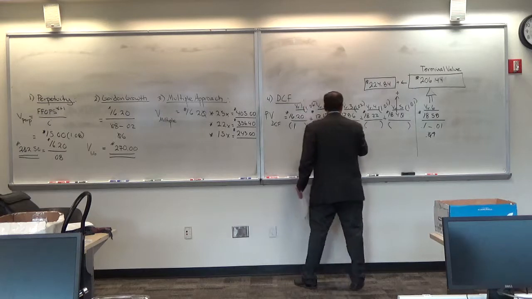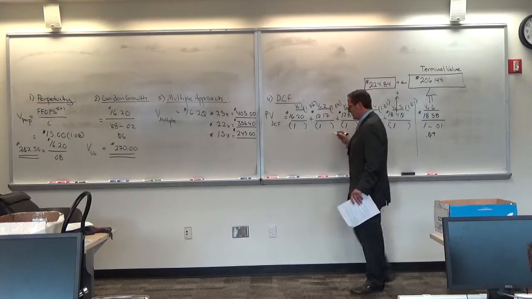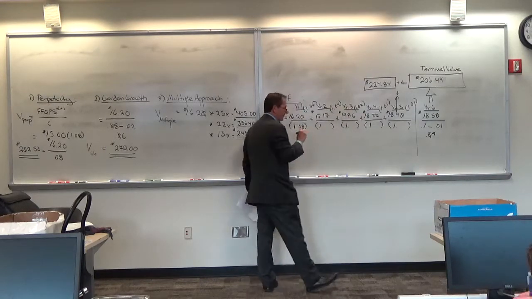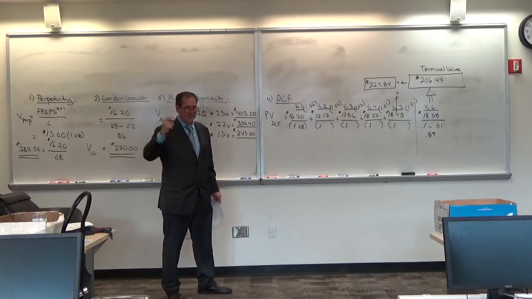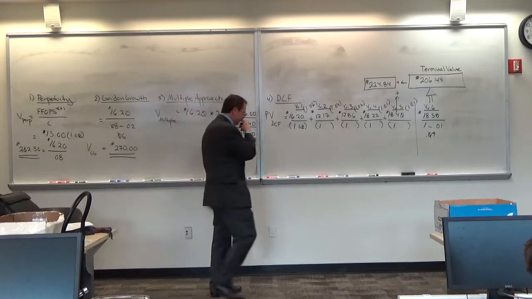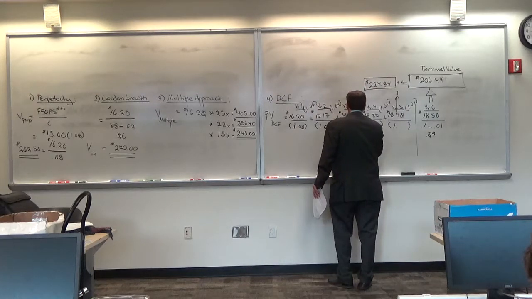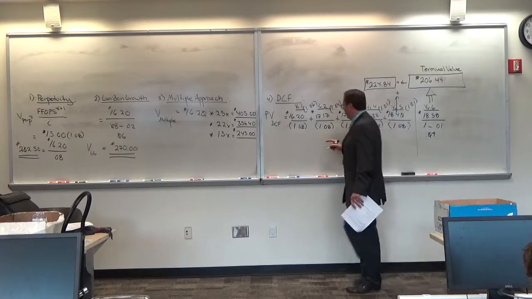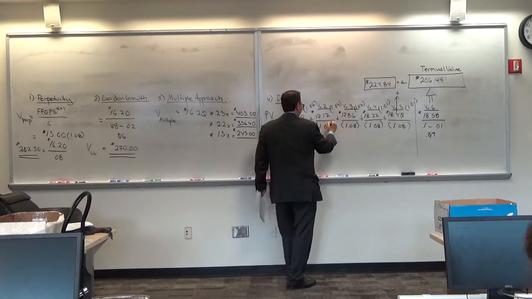What's the discount rate? 8%. And what are we using as the discount rate? The expected return. Okay, got it. This is to the power of what? One.